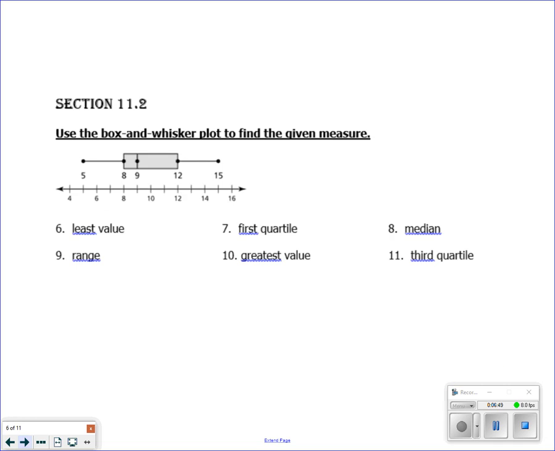Box and whisker plot. So they're giving you a box and whisker plot and asking you for some of the values. So what is the least value in the picture? 5. And what is the greatest value in the box and whiskers? 15. First quartile would be 8. The median of the picture would be 9. Third quartile would be 12. And the range is the difference from the highest to the lowest. So again, given a box and whisker, telling me which one each one there.